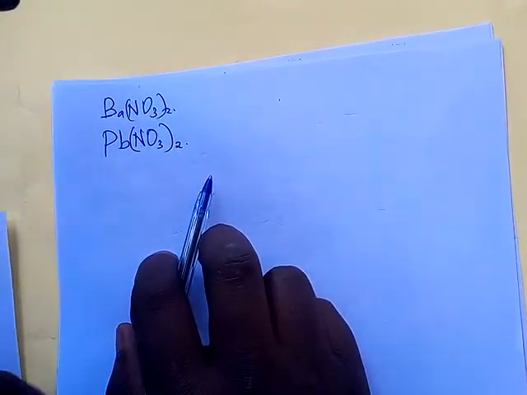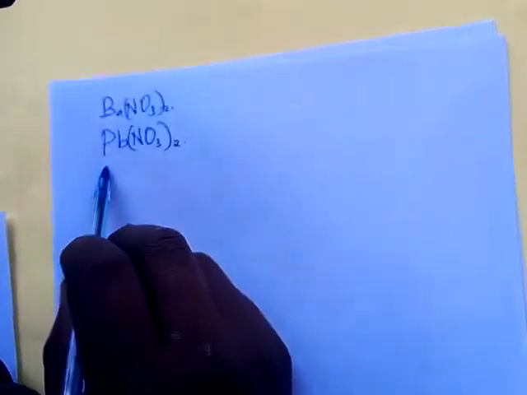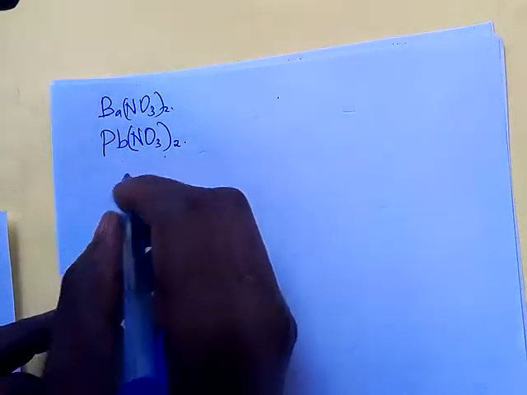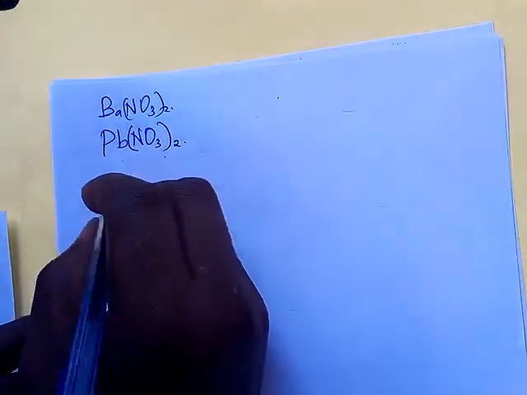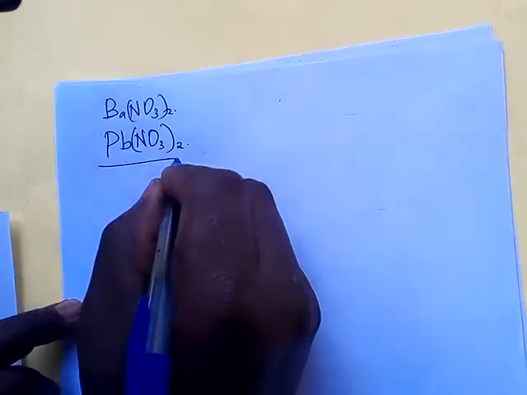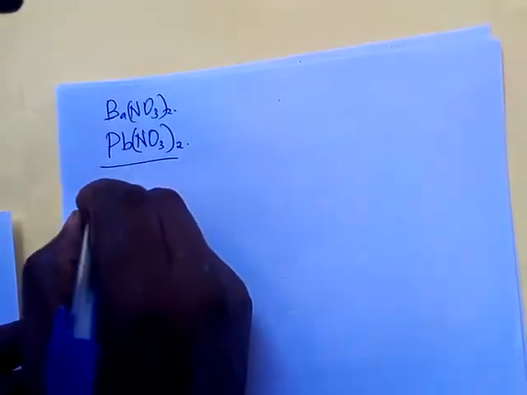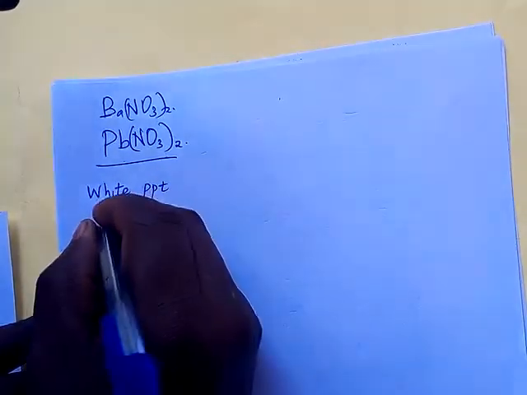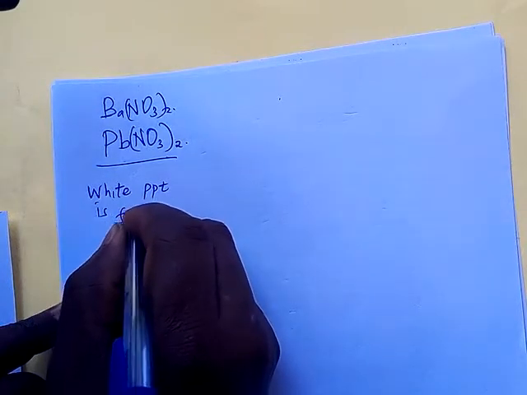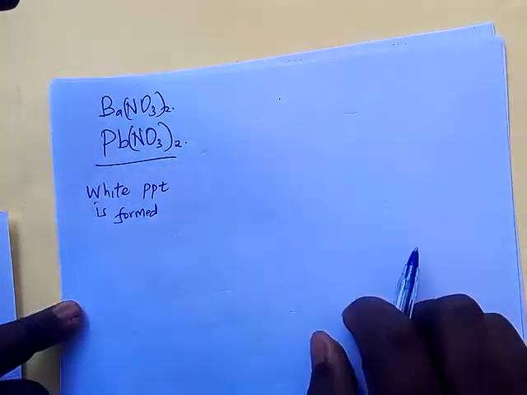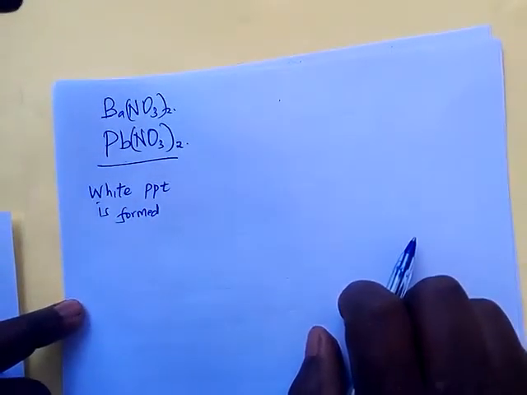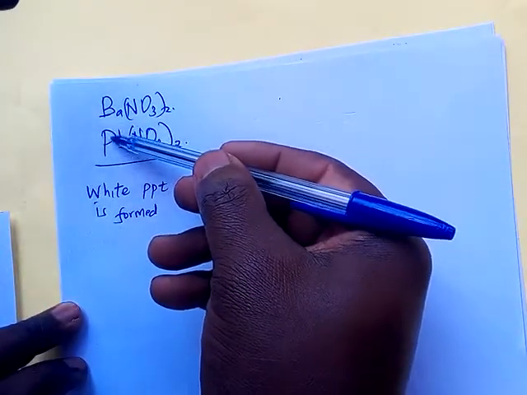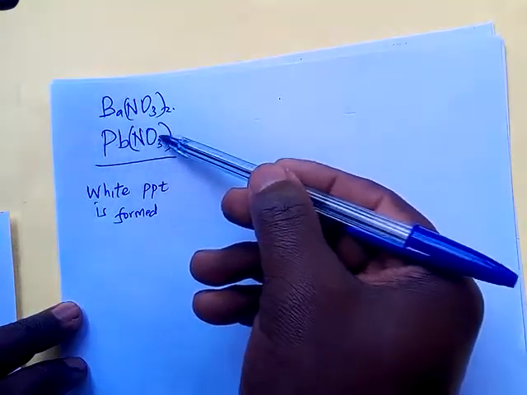Into a test tube, add 2 drops of lead nitrate. So here we expect these observations. If you're adding lead to the reagent, then a white precipitate is formed. A white precipitate is formed. That simply means that here we are concerned with the lead ions, because all nitrates are soluble.